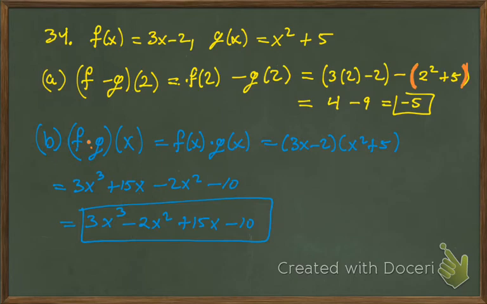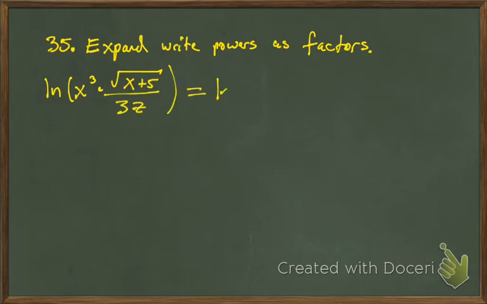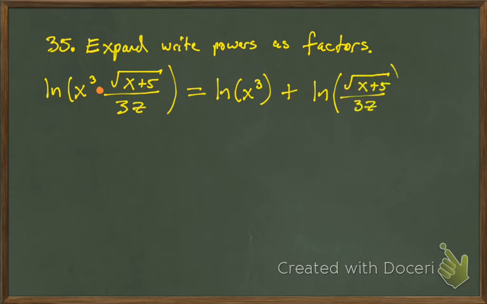Alright, what do we got now on the next one? So number 35, what do they want us to do here? Expand and write powers as factors. Okay, so we had a couple of these on our exam 4. So we have the ln of x cubed times the square root of x plus 5 over 3z. Okay, and so the first thing we're going to do is take care of this multiplication dot, and then we're going to use the power rule. So we'll do that power rule first.